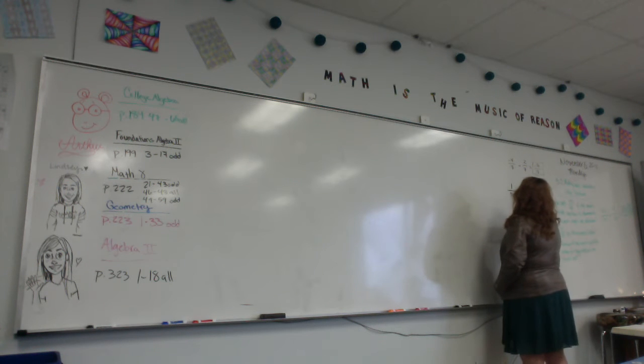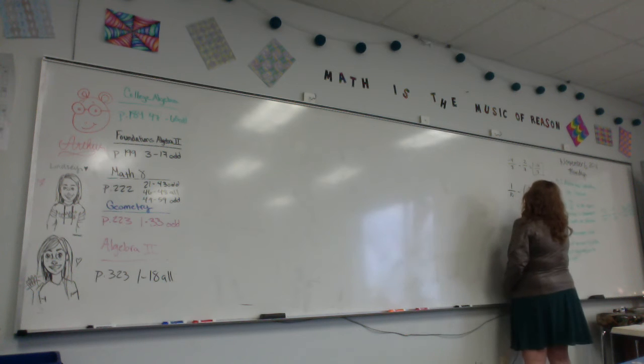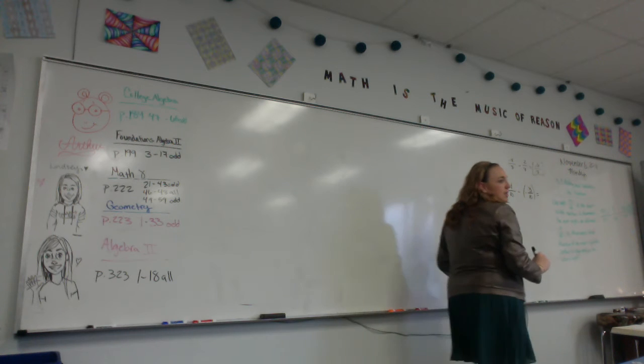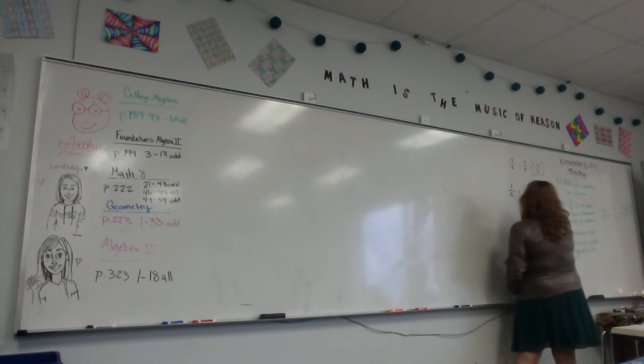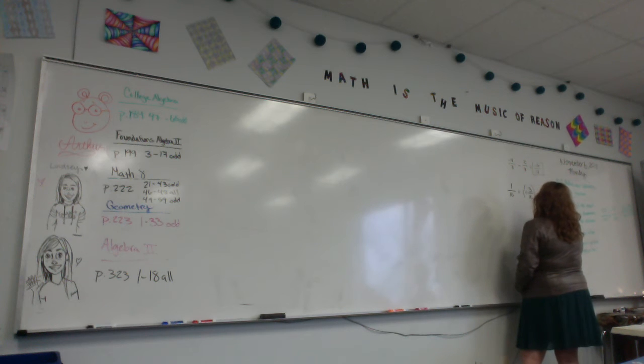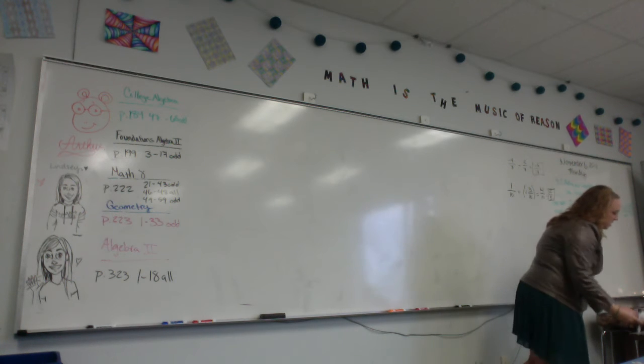Okay, look at my topic. What is this? 1/10 minus negative 3/10. Flip it: 1 plus 3 is 4 over 10, which is what? 2/5. Always reduce.